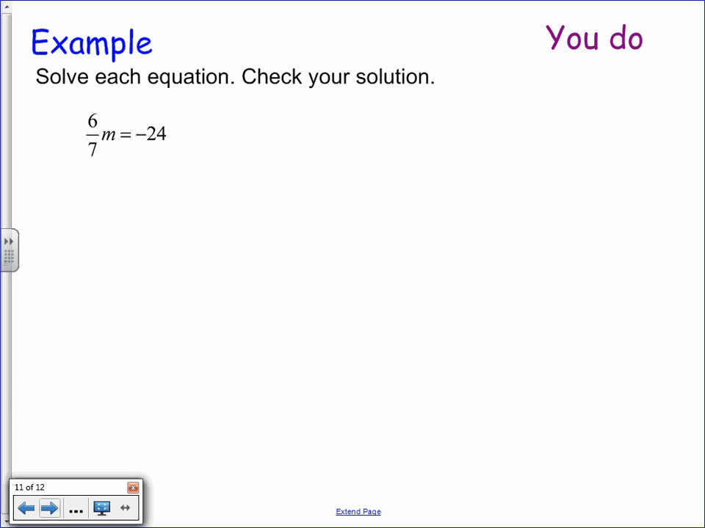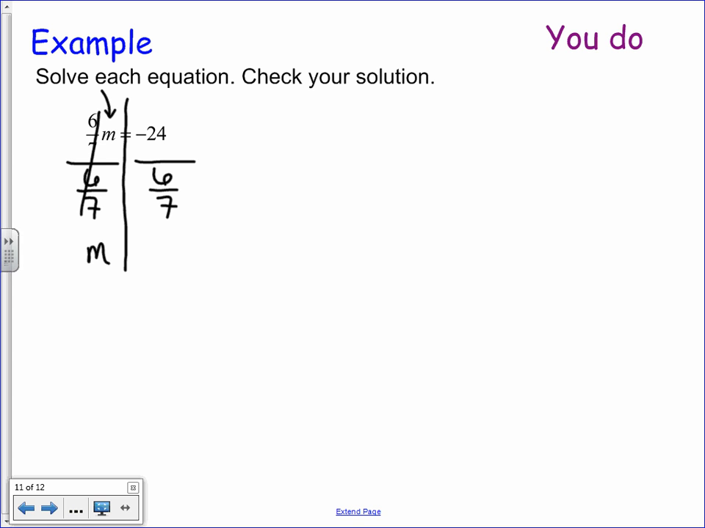All right, this one's a you do. This is similar to the very, very first example. I want you to try this one best you can, and then when you're ready, replay me for the answer. Okay, so you ask yourself, what is happening to the variable? Well, in this case, it's being multiplied by 6/7. So how do you undo multiplication? Well, we undo multiplication with division, right? So we're going to divide both sides by 6/7.